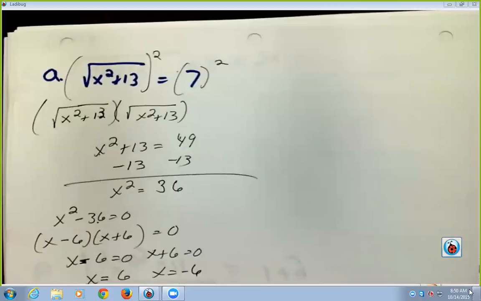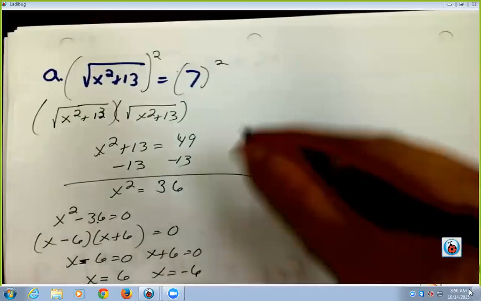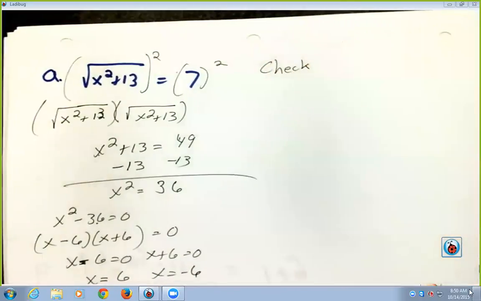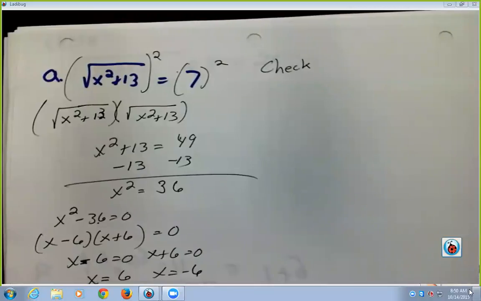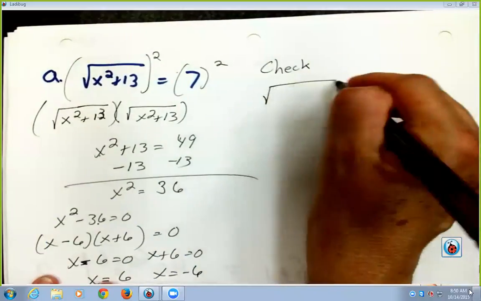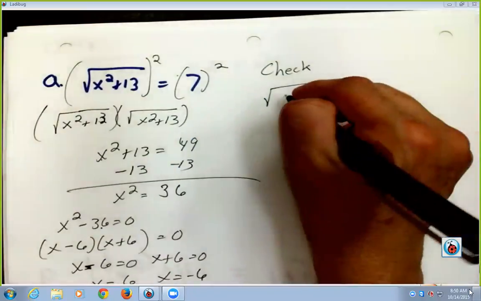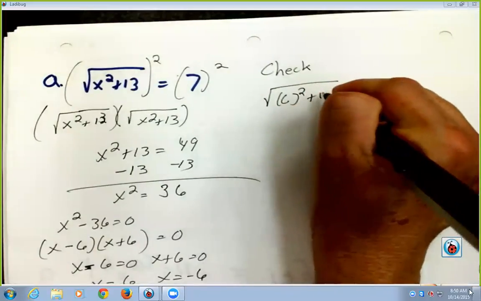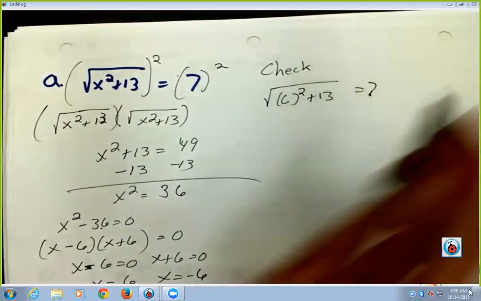So that's what I would have to do to these in order to solve them. So I've got the solving done, but now the check. And you can use your calculators to check this if you want. So under here, I'm going to take 6 and square it. Plus 13, is that going to equal 7?